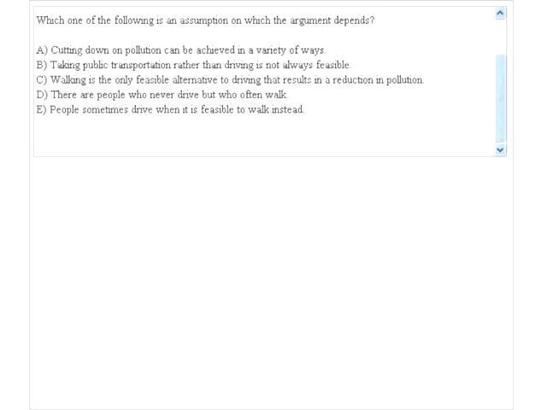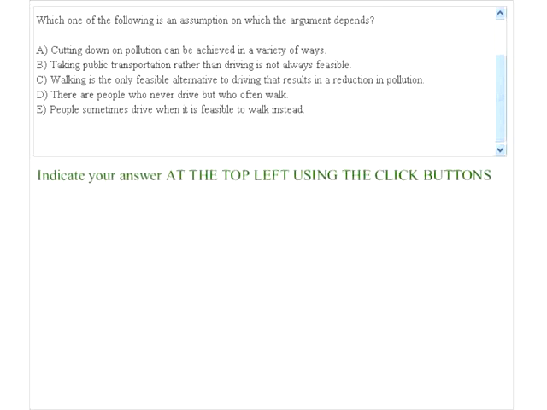Give me a smiley face. Can everybody see the question? Okay, you guys can see the question. That's good. All right. Remember, please indicate your answer at the top left using the click button. Do not use the text box. Okay, I'm going to put a timer on the screen. It's a pretty short problem, so I'm going to give you about a minute and a half. Give it a shot.